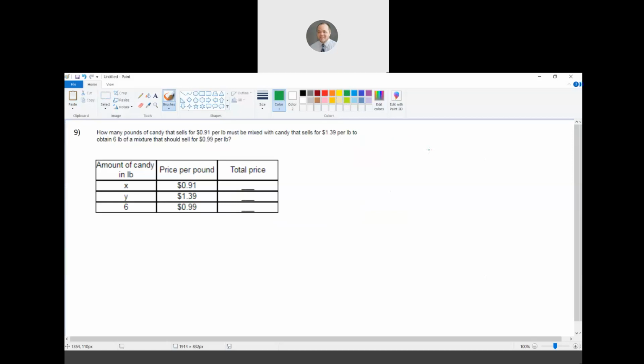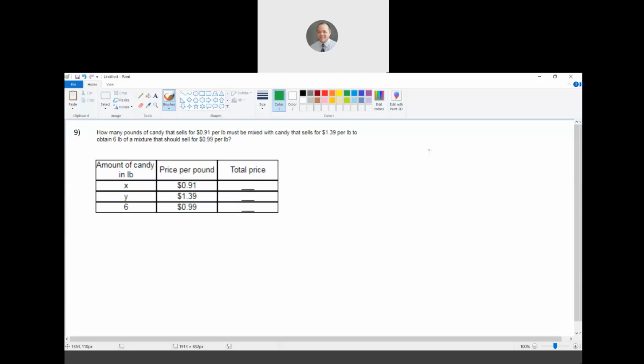How many pounds of candy that sells for 91 cents per pound must be mixed with candy that sells for $1.39 per pound to obtain 6 pounds of a mixture that should sell for 99 cents per pound? Our table is already set up for us. X is the 91 cents and Y is the $1.39 candy. Let's use the table to build our system of equations.